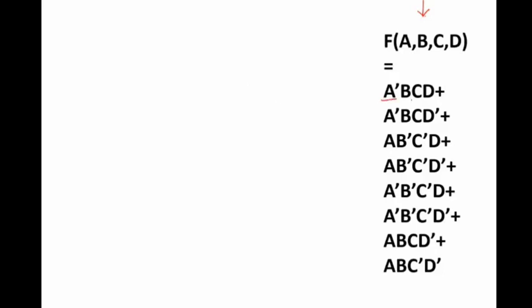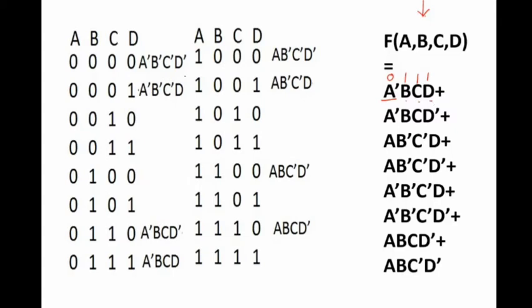Now this is A bar, B, C, D. A bar means A is 0, B is 1, C is 1, D is 1. That's why it is written just like this. If A is 0, A bar will be equal to 1. So this term will give us answer 1. In mean terms, you have to keep in mind that the answer will be 1. So 0, 1, 1, 1 will be equal to 7. Now this term will be 0, 1, 1, 0. This is equal to 3.